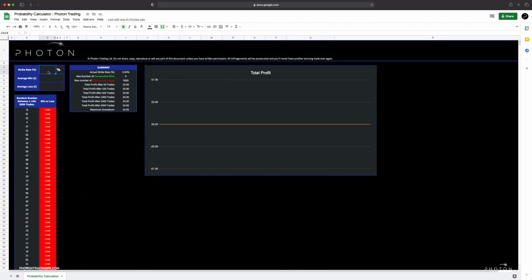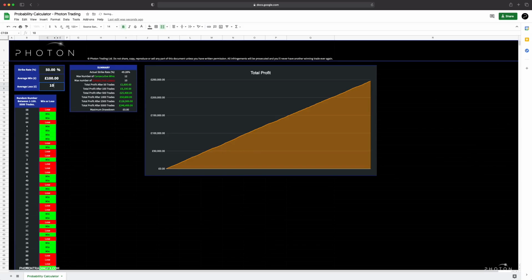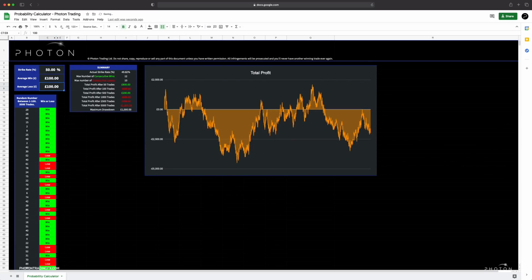So let's start out with a standard coin toss experiment. Let's say you have a 50% edge, and when you win, you win £100, and when you lose, you lose £100. Just remember again, like the coin toss experiment spreadsheet, to make sure that you put in a positive number here and don't put in a negative number for the loss, because the spreadsheet will not work. So as you can see, strike rate is 50%.